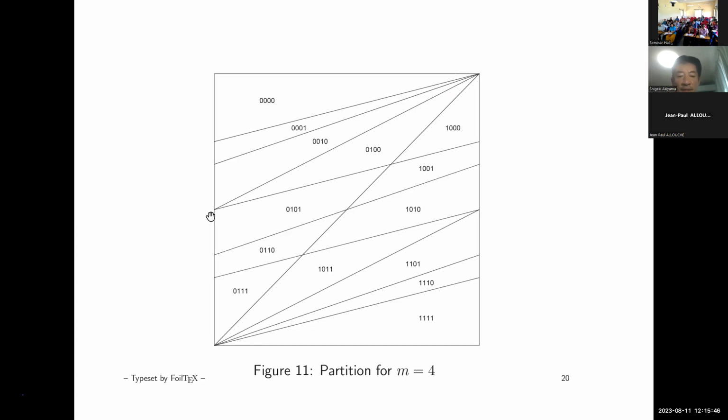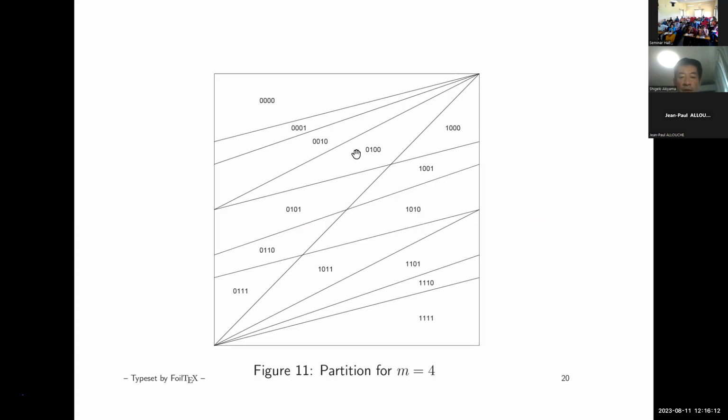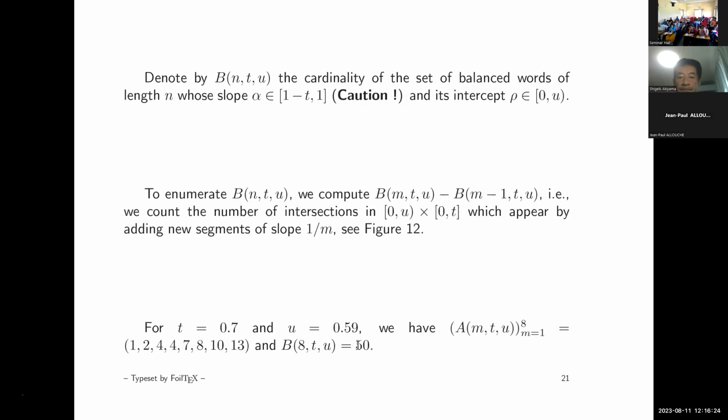Essentially this means that we are talking about around here, because this is somewhat flipped. Closer to 1, we are talking about this part. And then the intercept is low, so alpha and low. We want to count all the balanced words in this set. So what I'm saying is that we cut this shape by a rectangle and count how many words you see. And this is B of n, t, u.